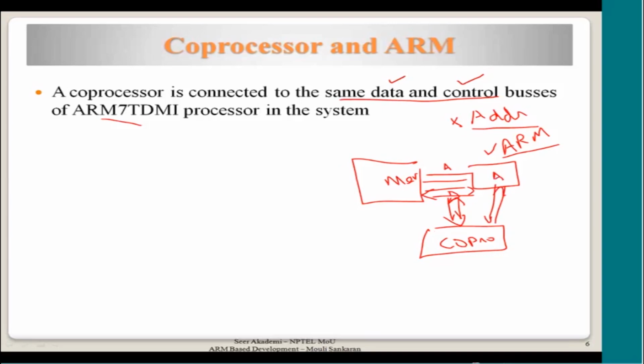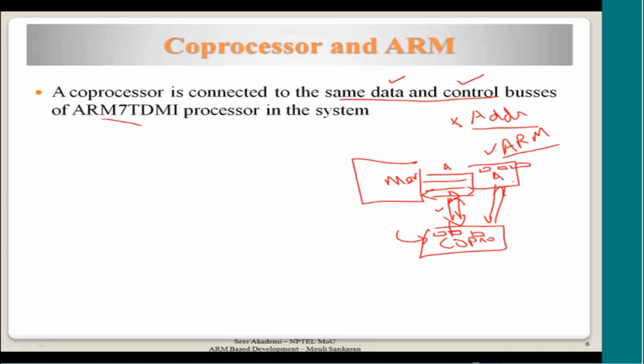So the coprocessor is continuously monitoring the transactions happening on the bus, and it knows when the instructions are getting fetched, and it takes those instructions into itself also. So it will go through its own pipeline. Why is the same instruction going through the ARM's pipeline?